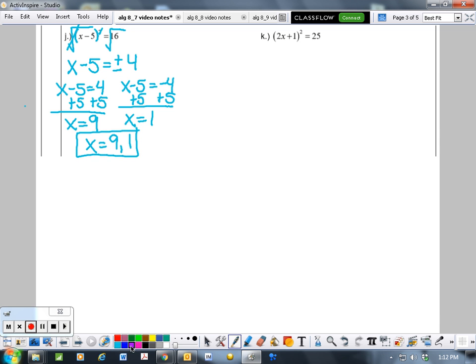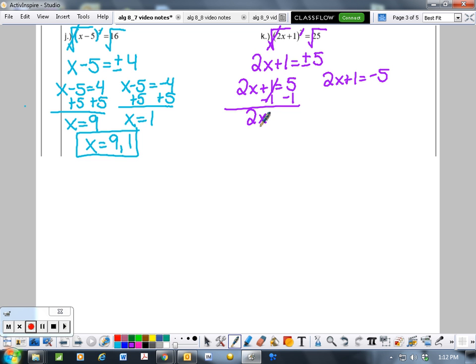So on the next one, very similar, I square root both sides. So now this will cancel out with the squared, leaving us with what's inside: 2x plus 1 equals positive or negative 5. I now separate it out. 2x plus 1 equals 5. 2x plus 1 equals negative 5. And I solve each equation. I minus 1 on both sides. So now I get 2x equals 4. Divide by 2. And I get x equals 2.